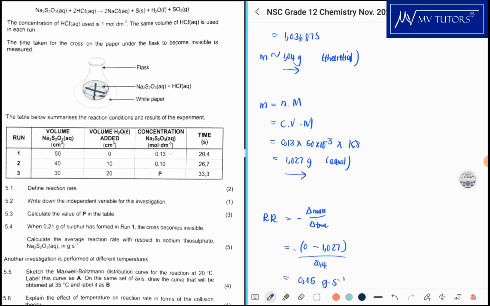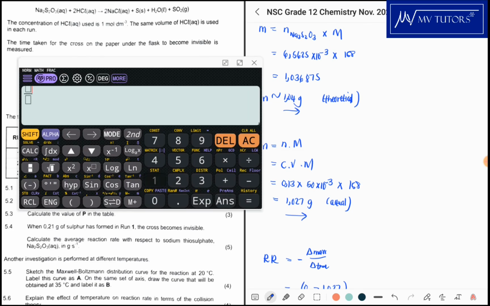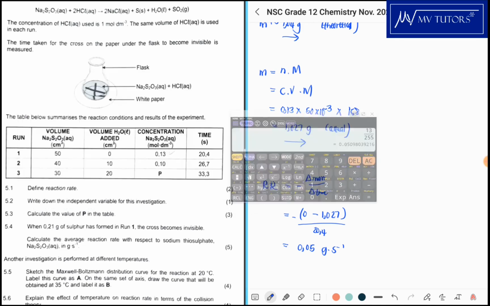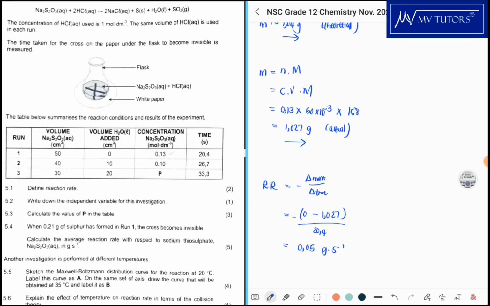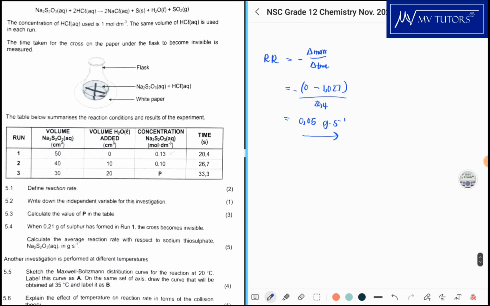Let's say we used the theoretical value, which is 1,04. 1,04 divided by 20,4, we also get 0,05. So the answer is still the same. The reaction rate, whether you use the actual or the theoretical, I think at the end of the day, they will give you the marks. I hope. All right, so that's 5.4.